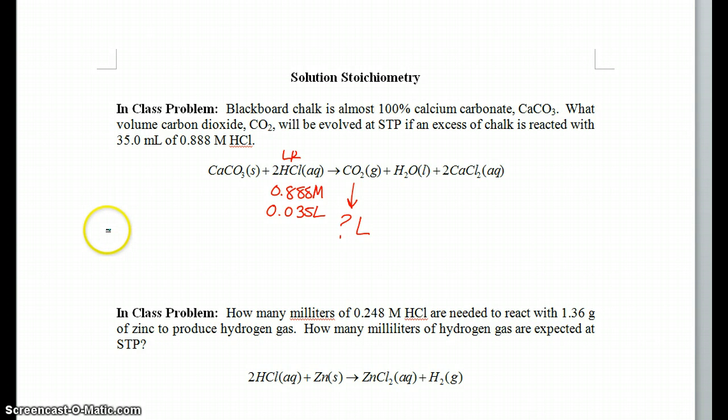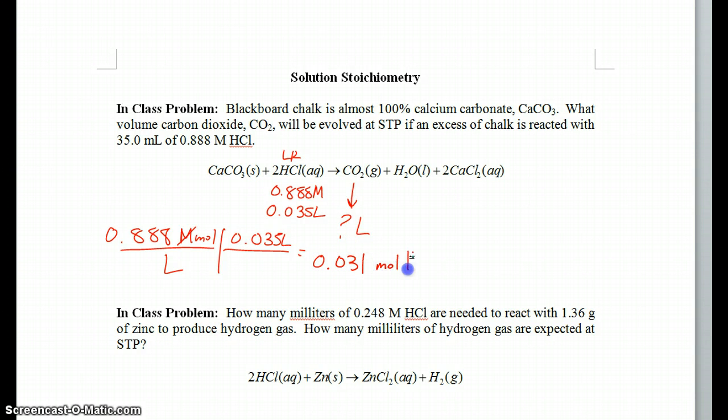Okay, so then I want to convert to moles so that I can set up a mole ratio. If I have 0.888 molar, that's the same thing as moles per liter. Then I can multiply by my volume to get moles. That gives me 0.031 moles of HCl. Remember, I'm trying to find out about CO2, so I set up a mole ratio. For every 2 moles of HCl that I have, I produce 1 mole of CO2.